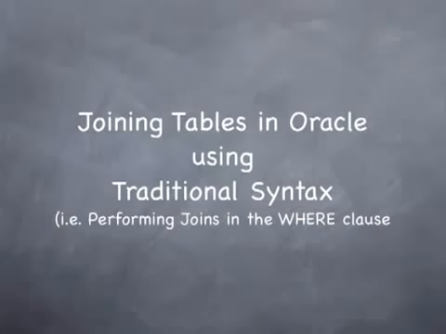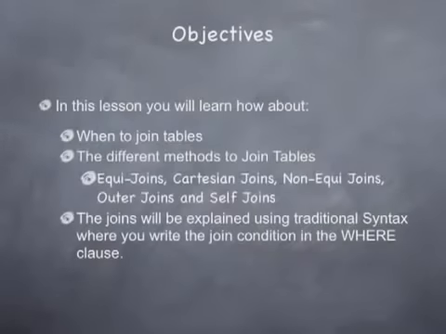This is Claire Rajan, and in this tutorial I'll explain the theory behind joining tables. The objectives are to understand when to join tables, to explain the different methods available in joining tables such as equijoins, Cartesian joins, non-equijoins, outer joins, and self-joins. I'll be discussing the traditional syntax that is used to join tables in Oracle, where we will write a join condition in the where clause of the select statement.